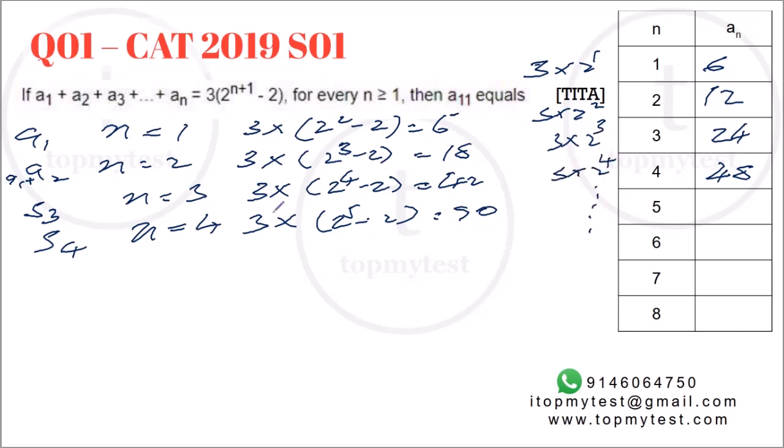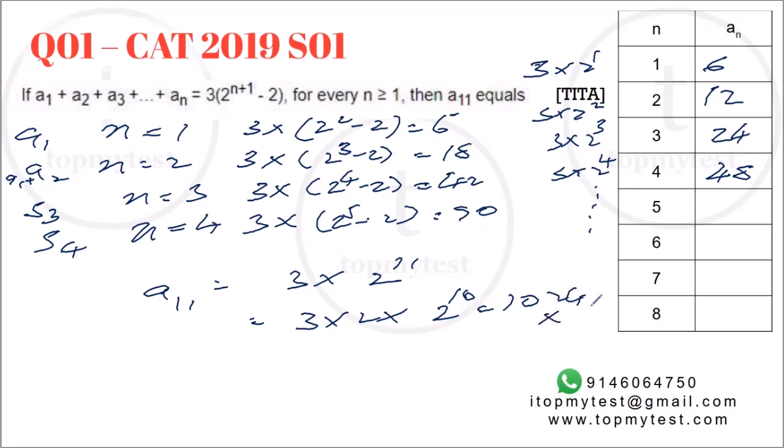So A11 will be 3 into 2 to the power 11. Now it's a calculation question. We need to calculate this. This should not be very difficult. This will be 3 into 2 into 2 to the power 10. Now if you have done any amount of computer science or learned computer programming even in class 10th, 11th, 12th, right, 2 to the power 10 is 1024. Right, 1024 into 6 is what we need. 24 into 6 is 144. 6144 is your correct answer.